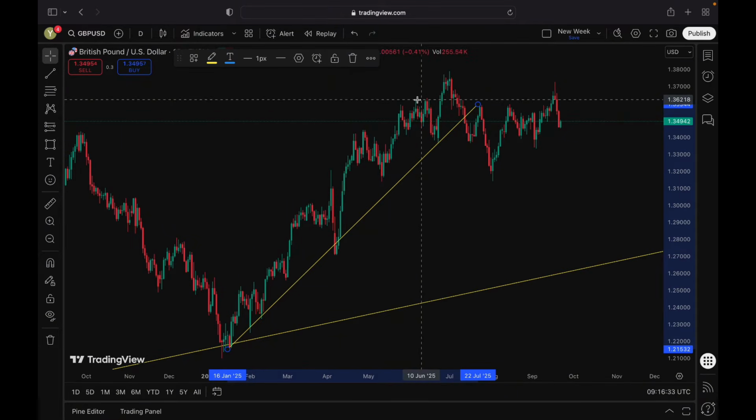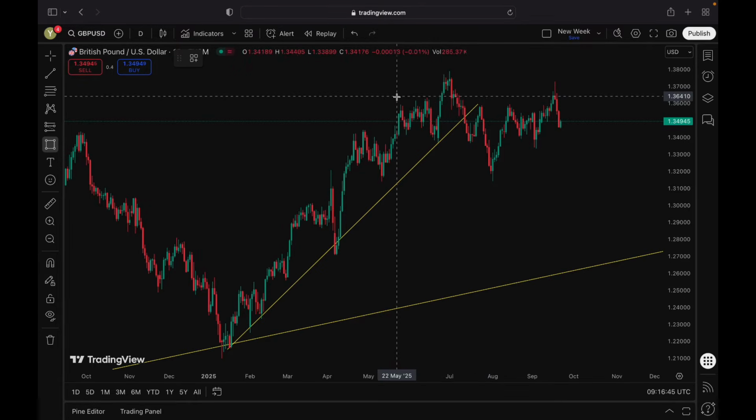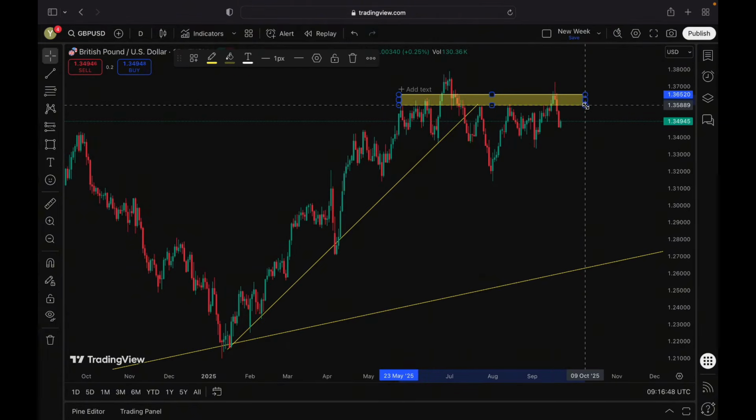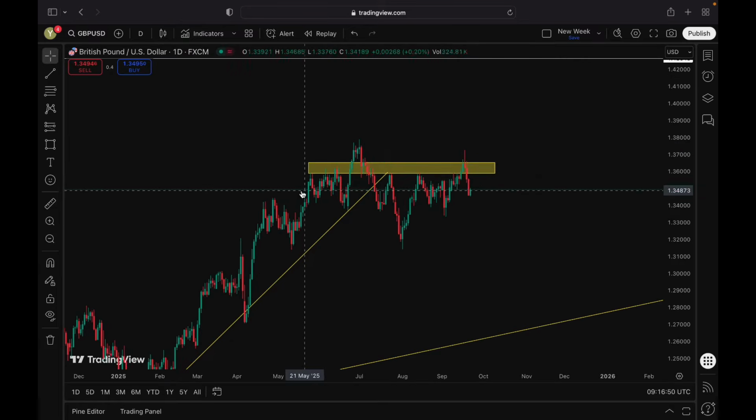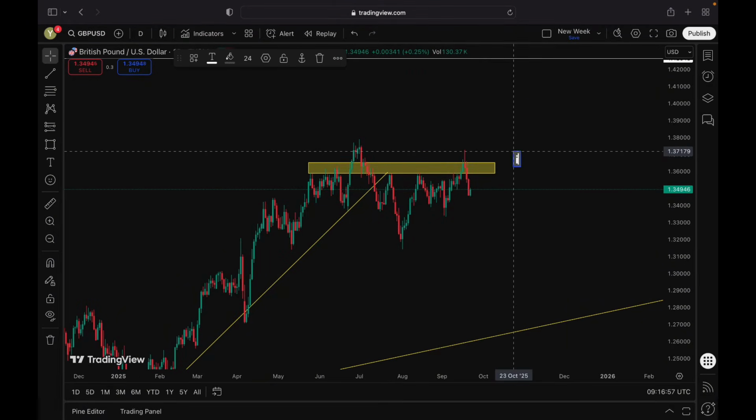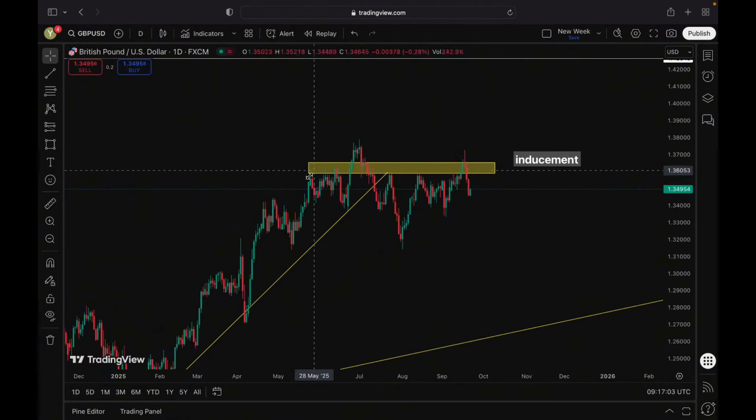Now at this point, price refused to break structure. Now what happens when price fails to break structure? We have what we call a change of character, change of trend. Now this is also what we refer to as an inducement. A situation where price takes out liquidity, creates an internal liquidity, and then takes out the internal liquidity. So now that we have spotted an inducement, we have spotted a change of character.